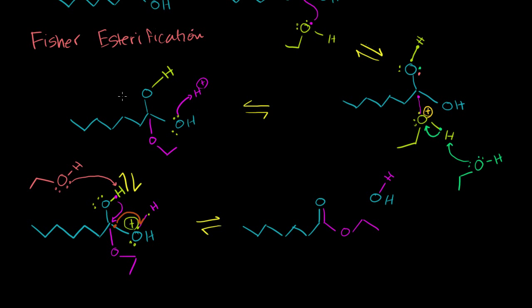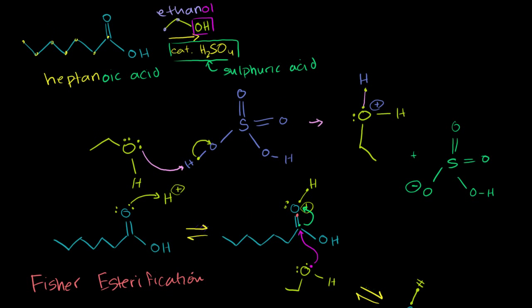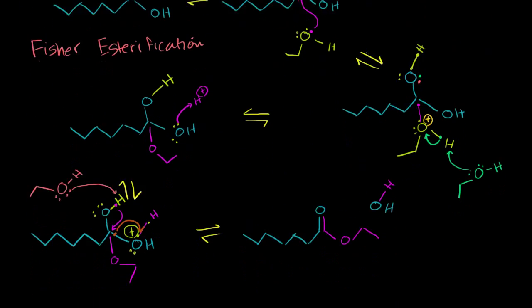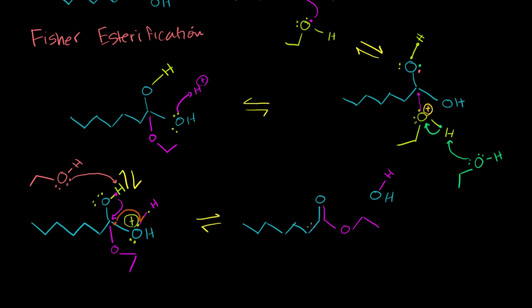Esterification. And the reason why it's called that is we started with the carboxylic acid, we started with the heptanoic acid, and now we have an ester. And an ester is something that instead of an OH group like you have in a carboxylic acid, you have an OR. You have an oxygen with an actual alkyl group attached to it. And we'll probably talk more about esters in future videos.